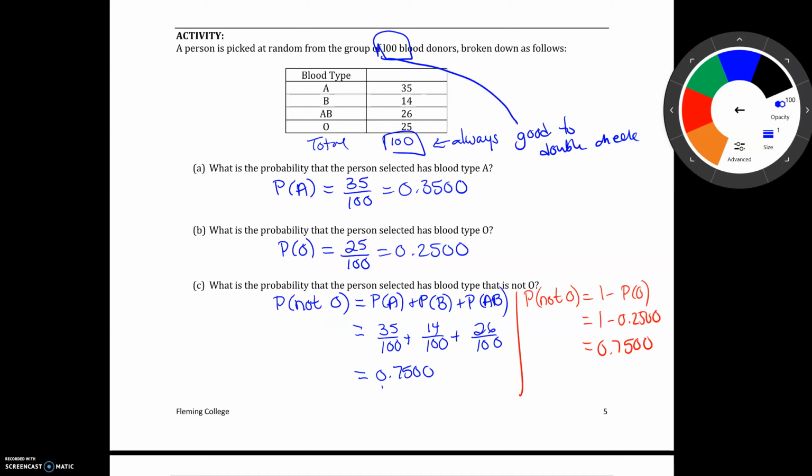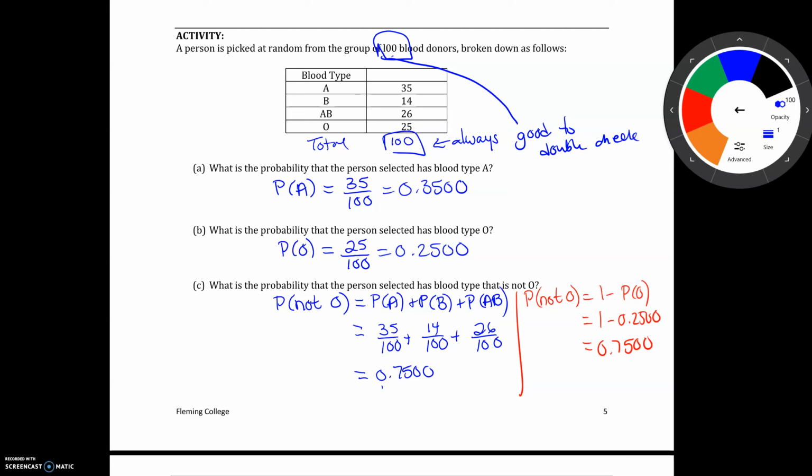Okay, so one of the first things we want to do is double check how many people were surveyed. It does tell us 100 blood donors were selected at random, but it's always good to add up the numbers in the table and double check. So the probability that somebody has type A comes out to being 0.3500, probability of type O 0.2500, and then the next one's a little bit interesting.